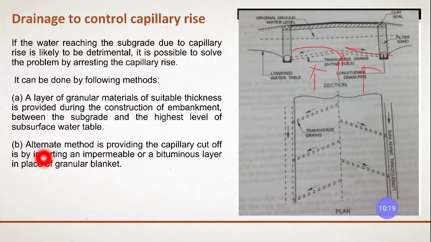An alternate method is providing capillary cuts and inserting an impermeable or bituminous layer in place of the granular blanket. So what it is trying to say is, instead of providing the granular layer or a perforated drainage pipe, we are going to provide an impermeable layer, so it will not allow the water to pass through it. Okay, that is another method.